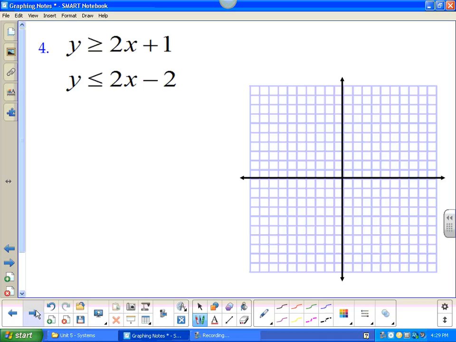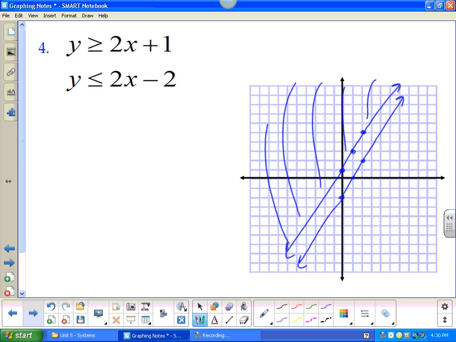So the first one, I'm going to go up to 1 and put my dot, and then up 2, right 1. It's a solid line, and greater than, so I'm going to shade above. And the other one, I'm going to go down 2, and then up 2, right 1, and it's solid. And again, make sure you draw them so that they're parallel. And that's less than, so I'm going to shade down. And so you can tell from this that the shaded part does not overlap, so your answer is no solution. But think about it this way.